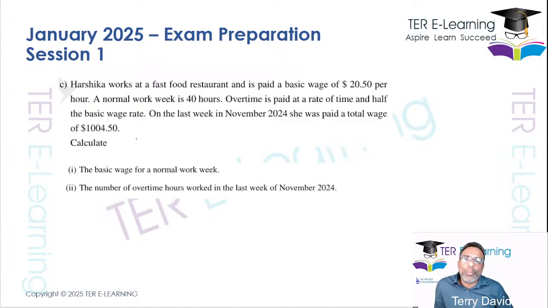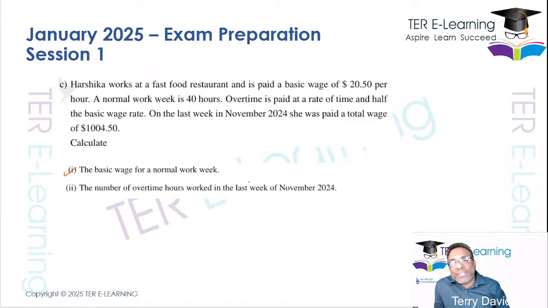So Hashika works at a fast food restaurant and is paid a basic wage of $20.50 per hour. A normal work week is 40 hours. Overtime is paid at a rate of time and a half the basic wage rate. On the last week in November 2024, she was paid a total wage of $1,004.50. So the first part of the question says, calculate her basic wage for a normal work week, right?